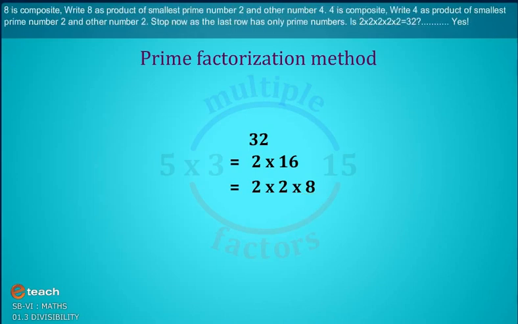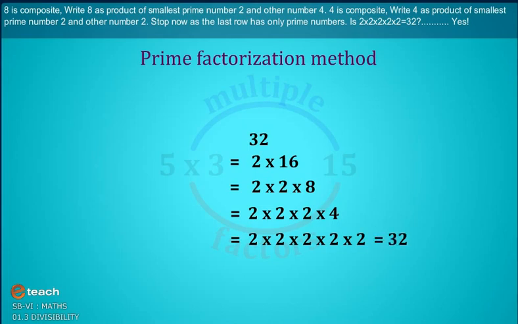8 is composite. Write 8 as product of smallest prime number 2 and other number 4. Again 4 is composite. Write 4 as product of smallest prime number 2 and other number 2. Stop now as the last row has only prime numbers. So it is 2 into 2 into 2 into 2 into 2 is equal to 32. Yes, that's right.